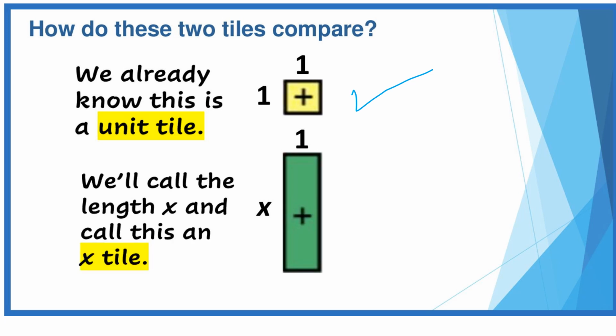Drag that box away for the larger rectangle, and you'll see that this is what we're going to call the X tile. The X tile represents a variable, and remember, a variable is going to represent a number. We just don't know what the number is yet.